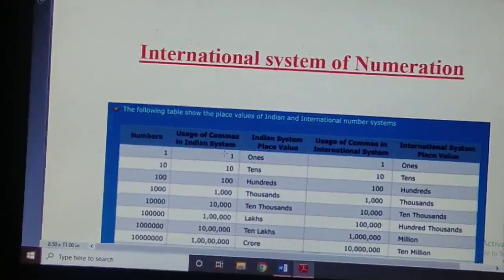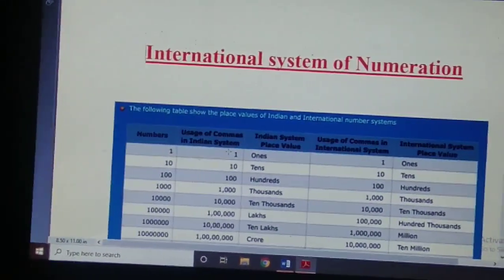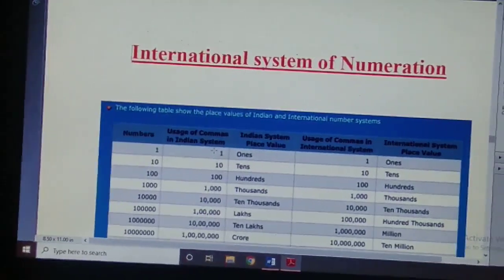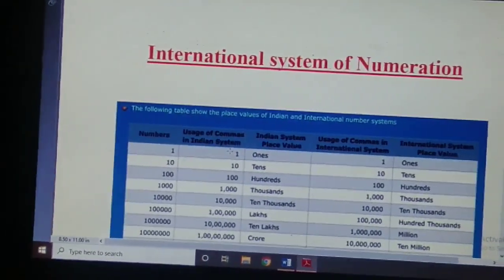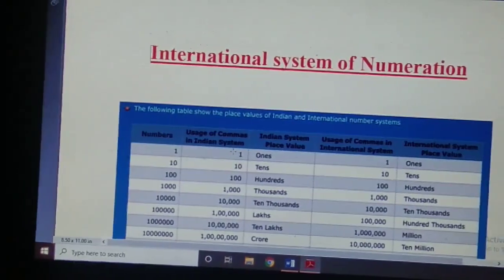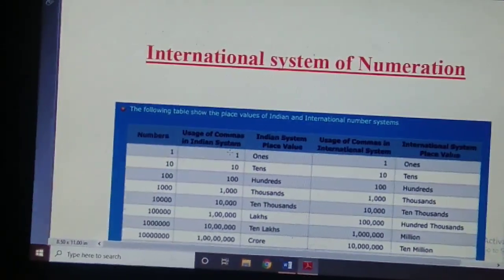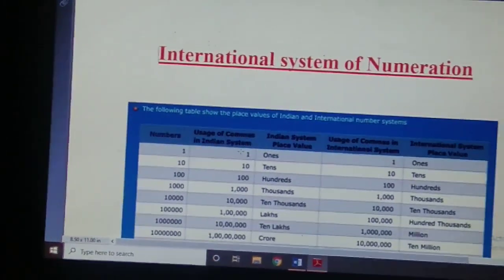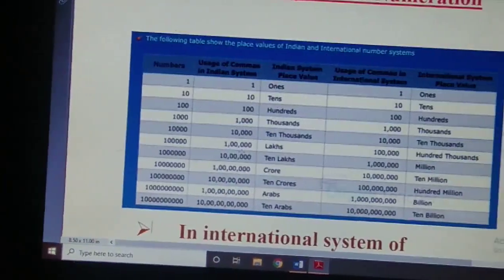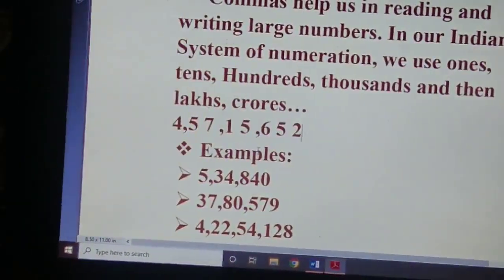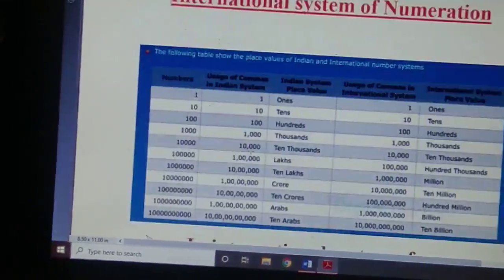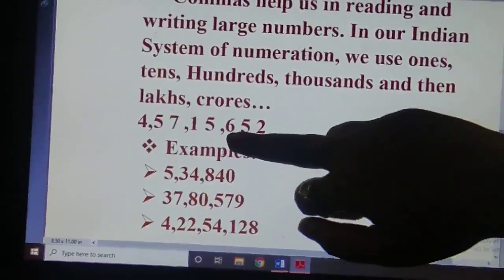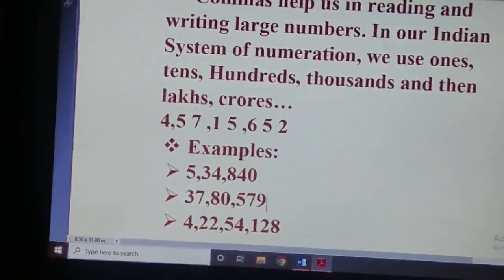Now here you can see the international system of numeration. As I told you earlier, what is the difference between the Indian system and the international system? First of all, in both the Indian system and the international system, up to 10,000 both are the same. After that it will change. One more thing we observe in place value is that in the Indian system, we first put a comma after 3 digits, that is, after the hundreds place.